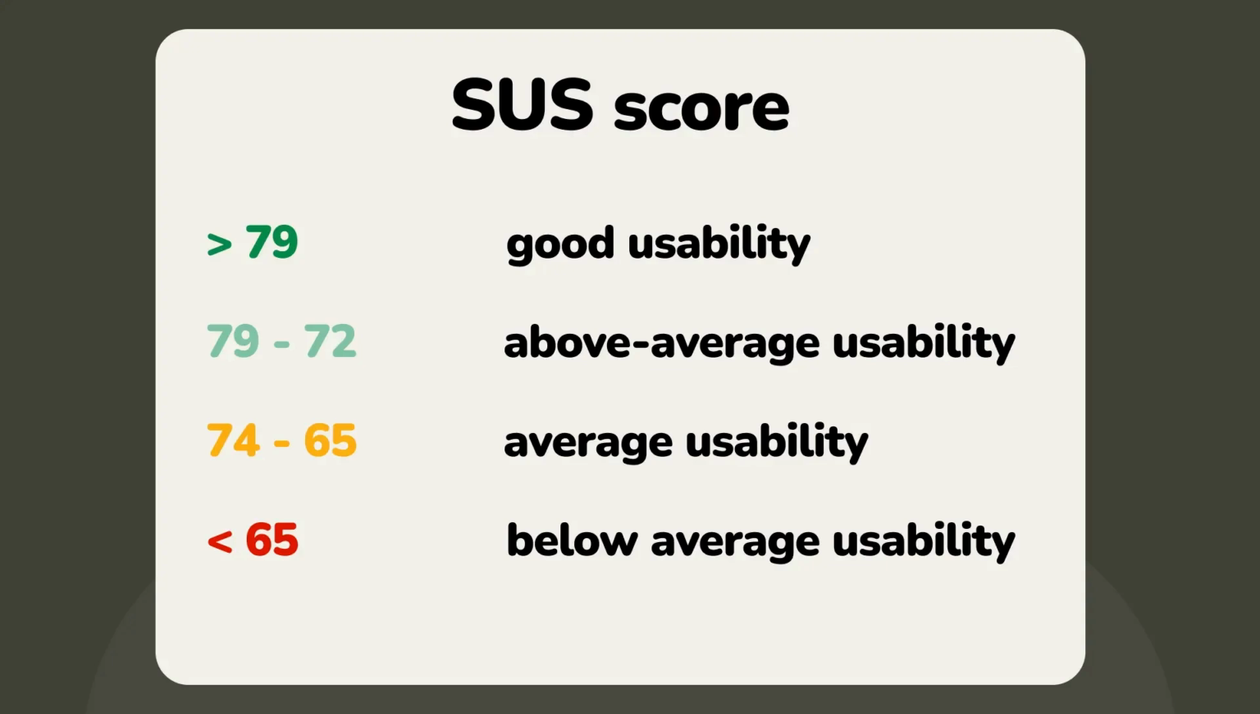If your SUS score is over 79, it indicates good usability. If your SUS score is between 79 and 72, your usability is above average. 74 to 65 is the average usability score, and anything below 65 is below average.